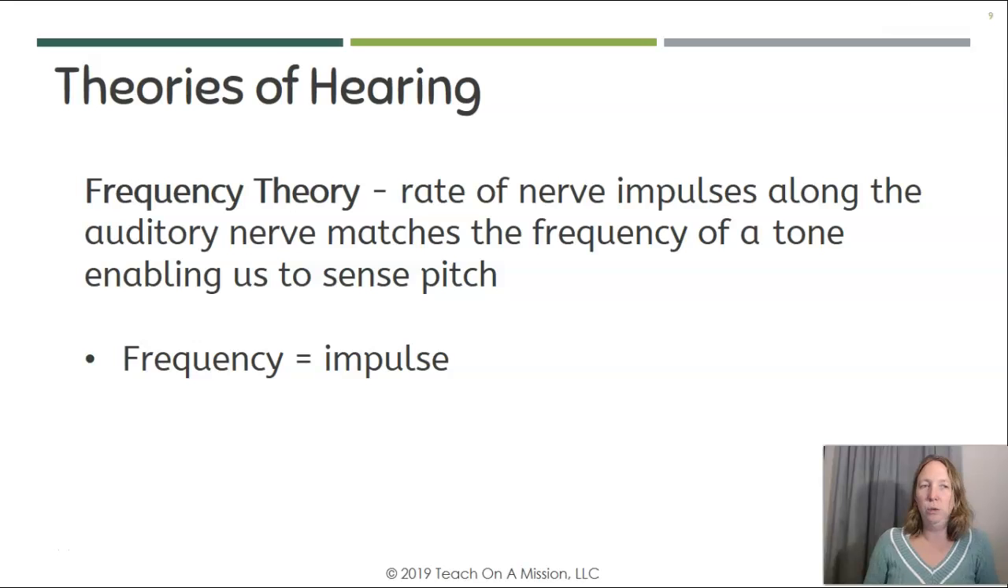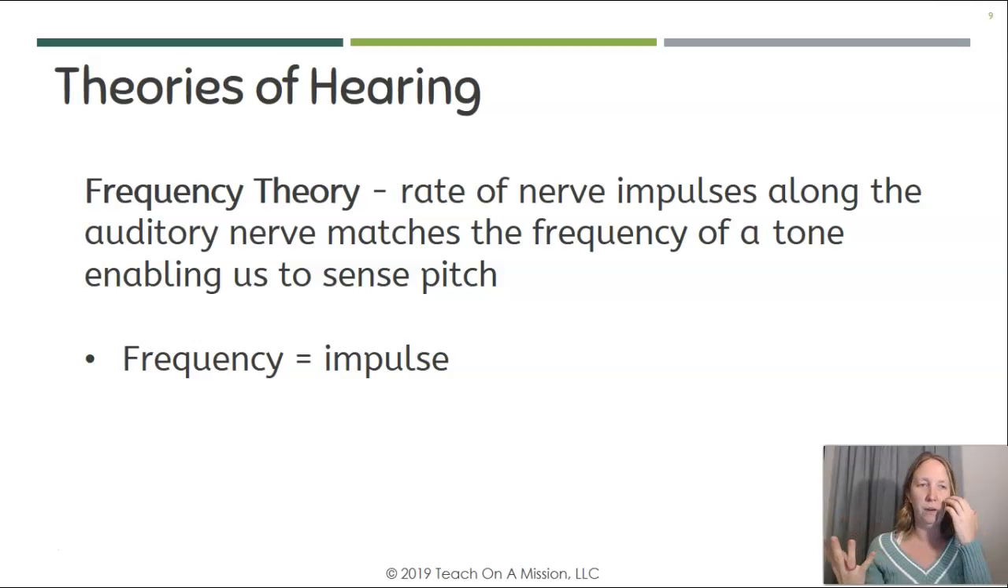Now we're going to move on to two different theories on how we actually hear. So we already know the transduction process. That's what we just hit on the last slide. But now we need to talk about how different types of sound reach our brains. The first theory is frequency theory. This is the idea that the rate of nerve impulses along the auditory nerve matches the frequency of a tone, enabling us to sense pitch.